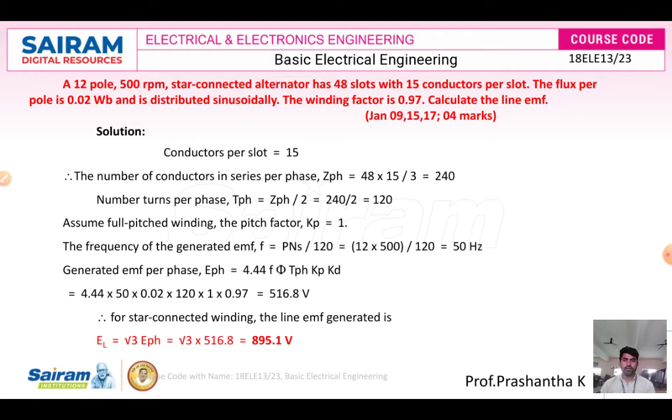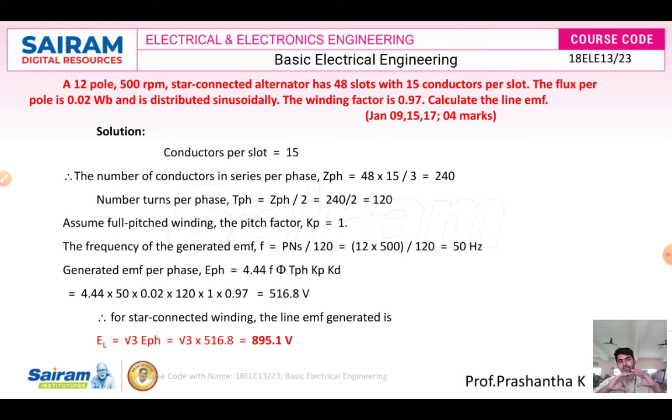A 12 pole, in the sense that in the rotor there are 12 poles present, in which we have a field winding, 500 rpm. They have given Ns is equal to 500 rpm, so the turbine is rotating at 500 rpm. A star connected alternator has 48 slots with 15 conductors per slot. So 48 slots will be there, and in each slot we have 15 conductors. The flux per pole is 0.02 Weber.